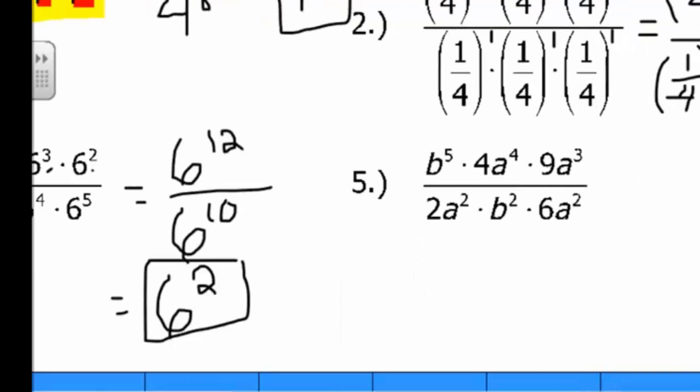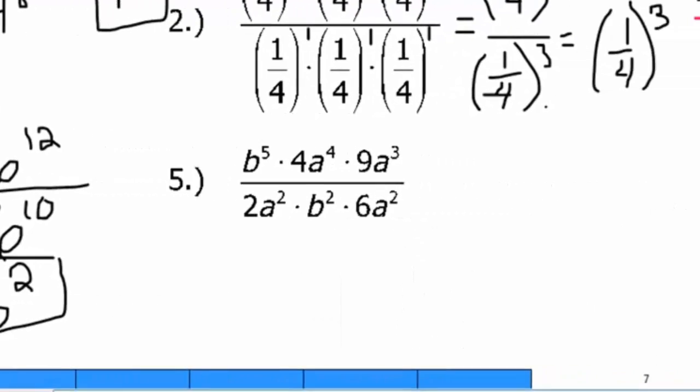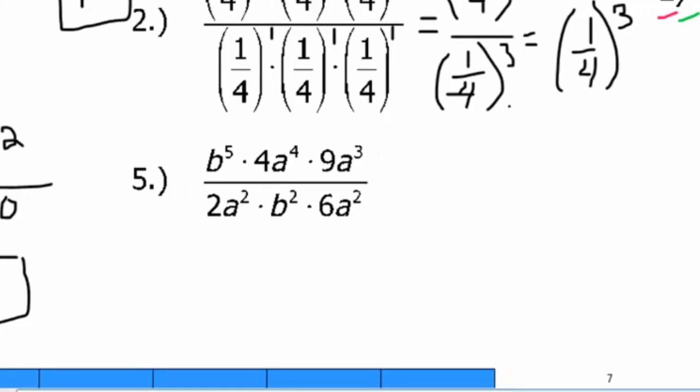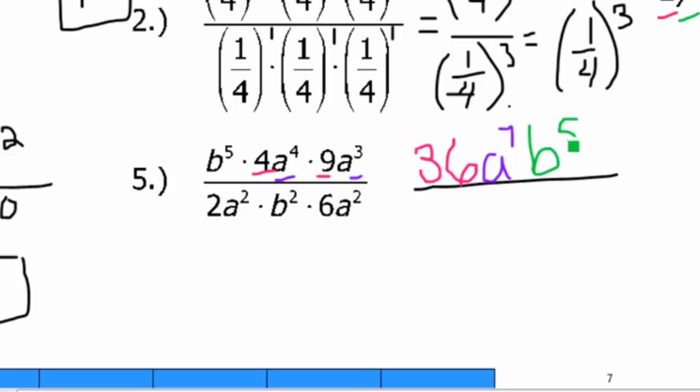Okay, let's do number 5 together, and then we will move on. This is, again, all review of what we've done before. So here, same thing, I'm just going to look at my coefficients to begin with. So I have 4 and 9 as my coefficients. When you multiply those together, you end up getting 36. And then we're going to multiply our a to the 4th and our a to the 3rd, which gives you a to the 7th power. And then we end up getting b to the 5th power, because there's no other b's to multiply this b to the 5th power by, so there's only 5 b's being multiplied together.